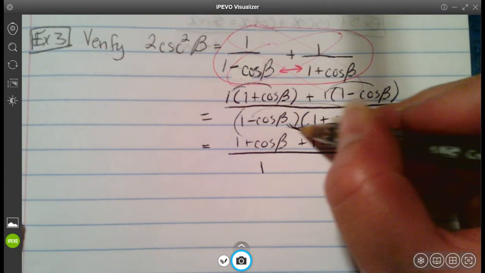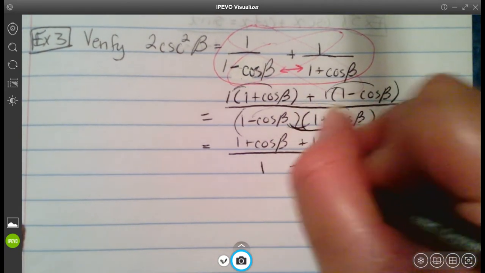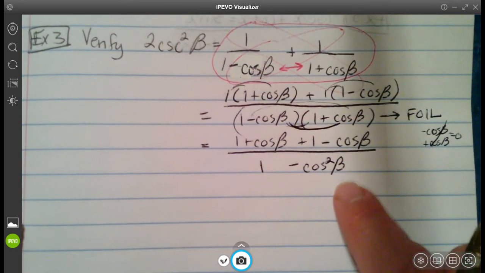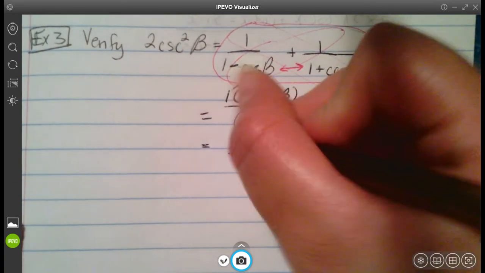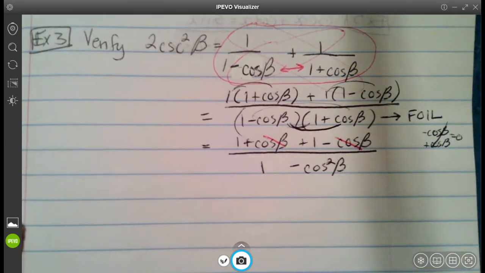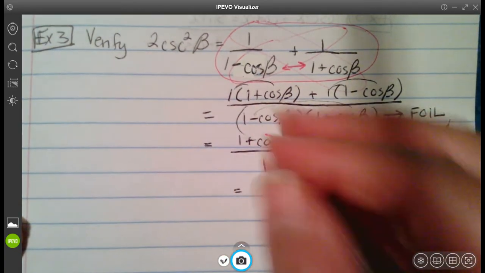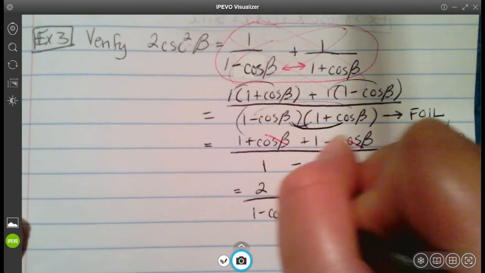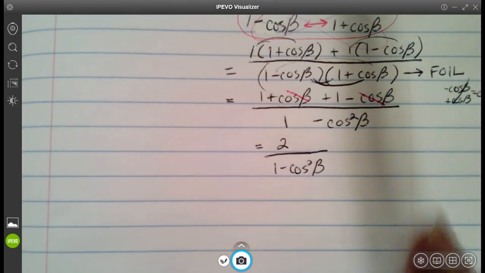Last but not least, we do the last term. So negative cosine beta times positive cosine beta is negative cosine square beta. Remember that beta is just an angle, so don't let that throw you off, okay? From there, that's a plus, by the way, I can kind of see that my cosines on the top are going to come out to 0. So let's write out what we have. We have 1 plus 1 is 2 over 1 minus cosine square beta. And hopefully you can see what's going to happen next, okay?